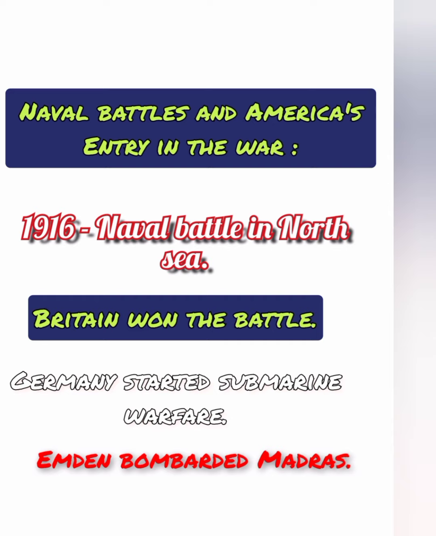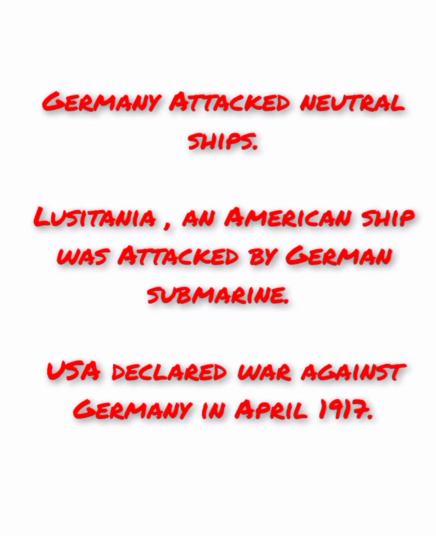Thereafter, Germany started submarine warfare. They started to attack the Allies' colonies. One of these was the famous Emden, which bombarded Madras. Germany started to sink the neutral ships. Lusitania, an American ship, was attacked by a German submarine.